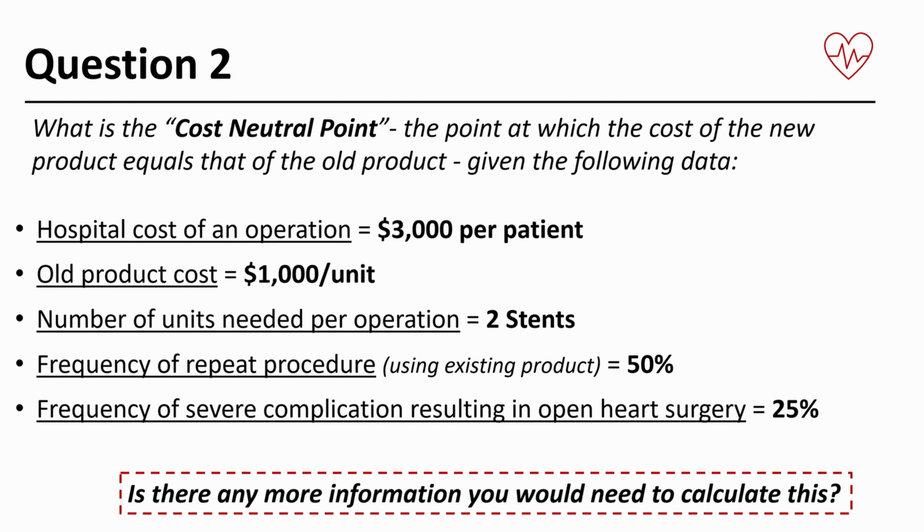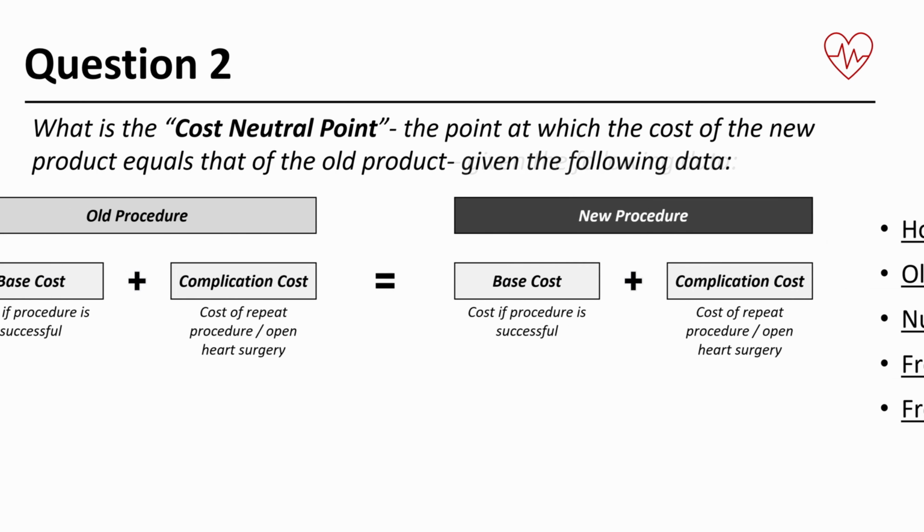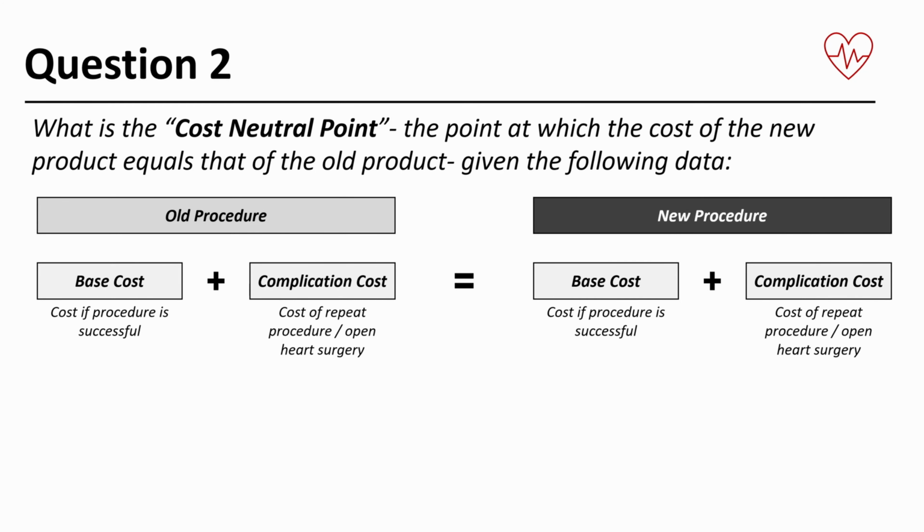So before diving into the math, you'd want to understand, is there any more information you would need to calculate this? So the way we would calculate the cost neutral point is by calculating the base cost of the old procedure plus the complication cost, or the cost of repeat procedure or open heart surgery, and setting that equal to the base cost of the new procedure plus the complication cost of the new procedure.